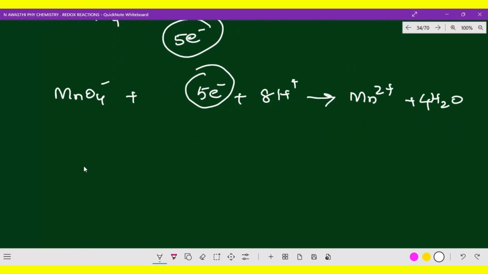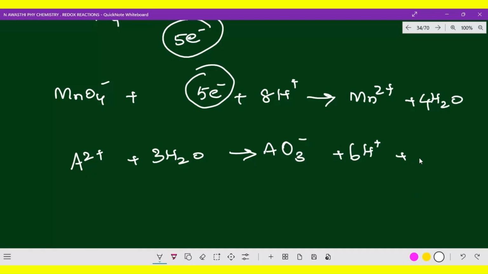Now, let us identify both. A2+ plus 3H2O gives AO3-. That is actually AO3-, plus 6H+ ions plus electrons. How many electrons? 3 electrons. This is what we found first, right?